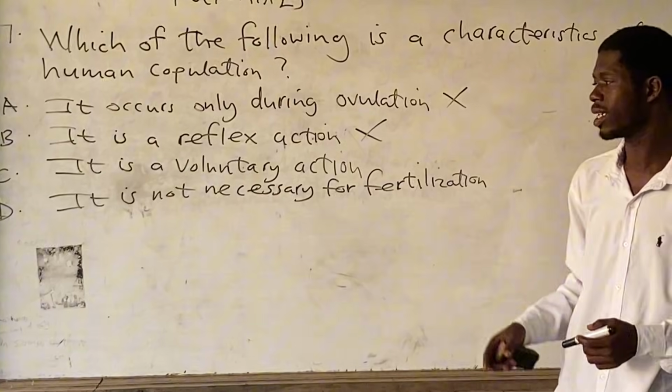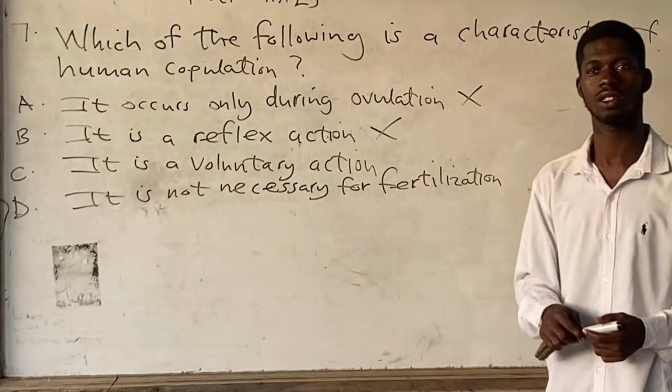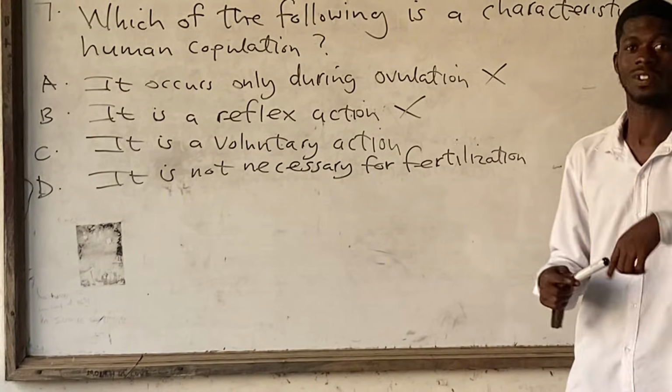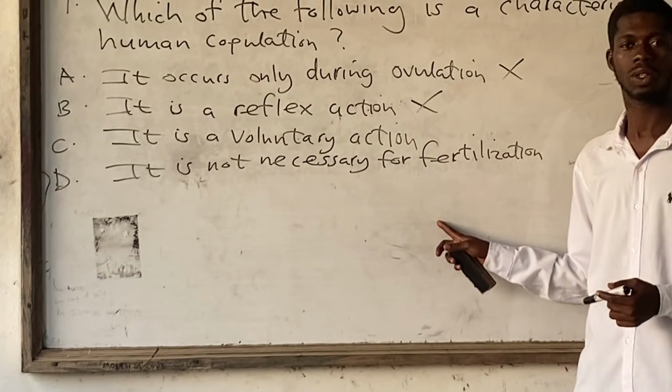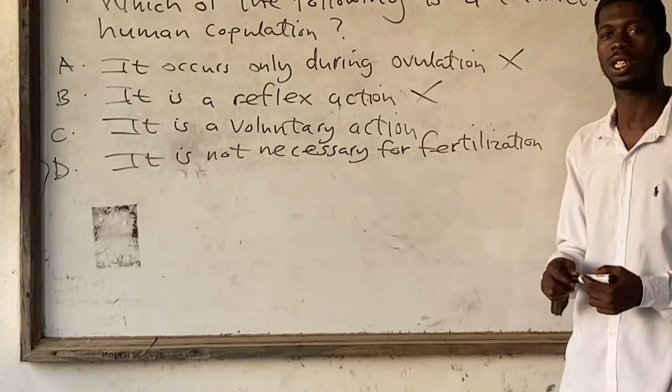Then comes D. It is not necessary for fertilization. It's false. It is necessary for fertilization. But the answer is saying that it is not necessary for fertilization, which is wrong.